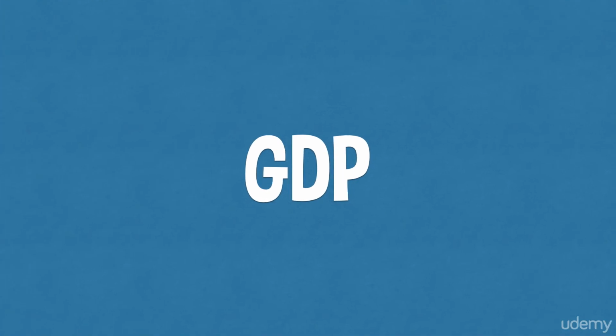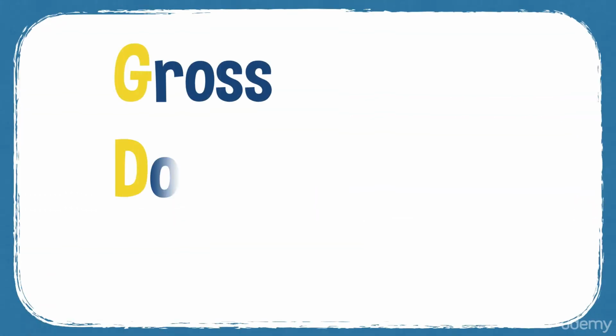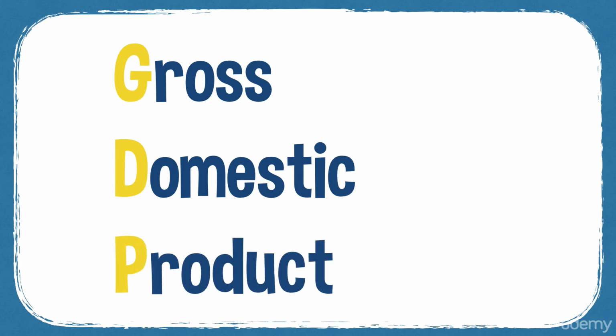One way we measure whether a country is in a recession is through the GDP of a country. The GDP. And GDP stands for Gross Domestic Product. Now, a country's GDP, it's an indicator. It shows how productive a country is. So the GDP measures the total value of goods and services produced in a country in 1 year.